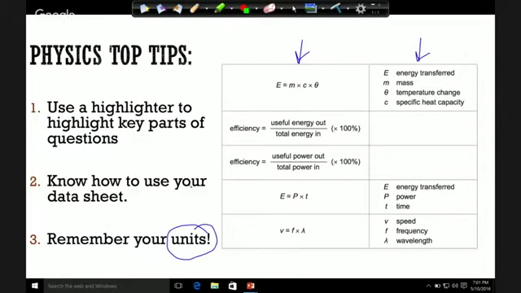So I'm going to model with you how to answer these equation questions. And basically you just need to use a highlighter in your exam. You need to know how to use your data sheet. And most importantly, you need to remember your units as well.